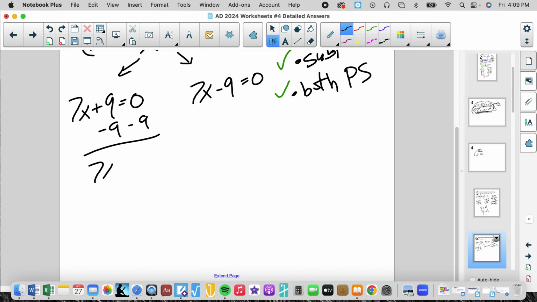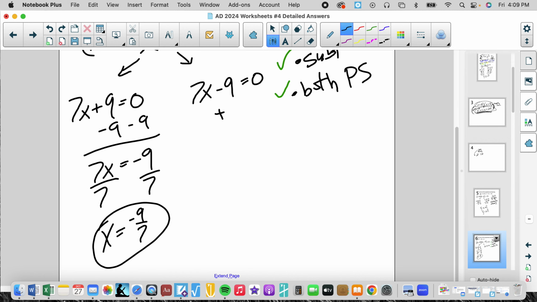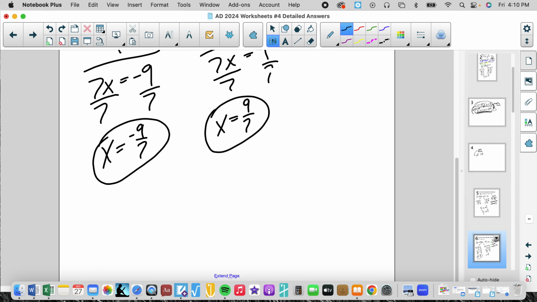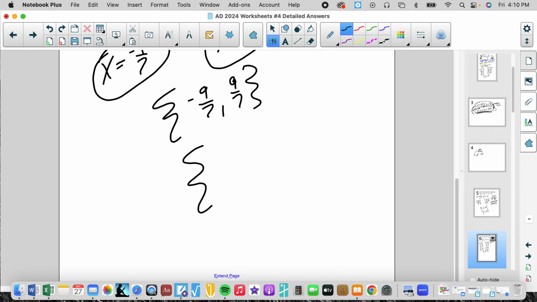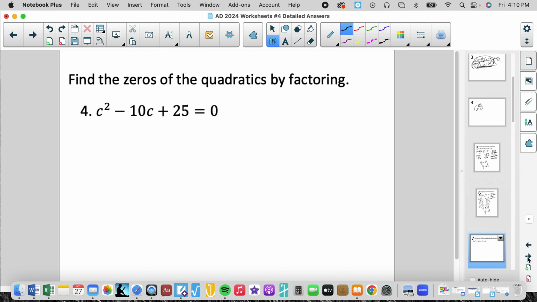Minus 9, you get 7x minus 9, divide by 7, x equals negative 9/7. You're going to add 9, 7x equals 9, divide by 7, x equals 9/7. So I can write it in either way. I can either write it long-winded, or I can write it really efficient, plus or minus 9/7, which means plus 9/7 or negative 9/7. Cool. All right, also by factoring.